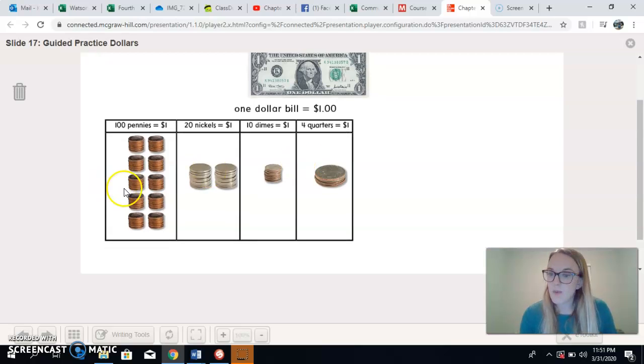Here's a little picture about what we talked about earlier. It shows 100 pennies equal $1. Like we said earlier, 20 nickels equal $1 because nickels are worth 5 cents each. 10 dimes are worth $1 because when you skip count dimes, you skip count by tens. And then 4 quarters equal $1 because quarters are worth 25 cents each.